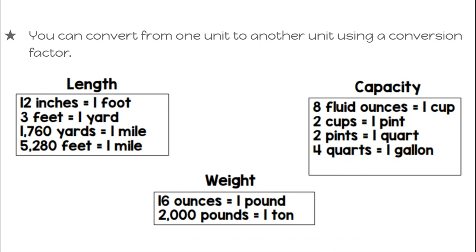On this chart, these are something called conversion factors. We have a box for length. 12 inches is 1 foot, 3 feet is 1 yard, 1,760 yards is 1 mile, 5,280 feet equals 1 mile. For weight, we have 16 ounces equals 1 pound, 2,000 pounds is equal to 1 ton. For capacity, we have 8 fluid ounces equals 1 cup, 2 cups equals 1 pint, 2 pints equals 1 quart, and 4 quarts equals 1 gallon. These conversion factors will help us convert from one unit to another.